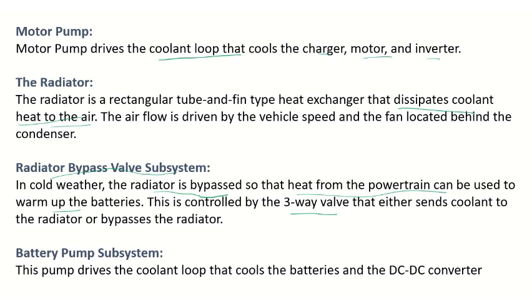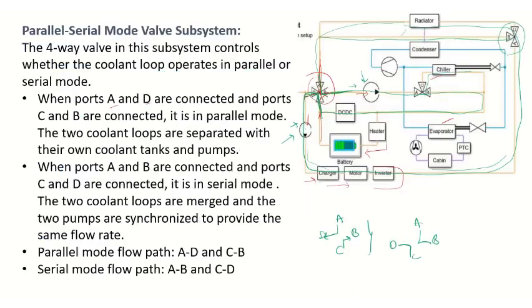Now the battery pump subsystem. This pump drives the coolant loop that cools the batteries and the DC to DC converter. So this is the battery pump subsystem. It is cooling down the DC to DC converter and the battery also. This is pump 2. This is pump 1.